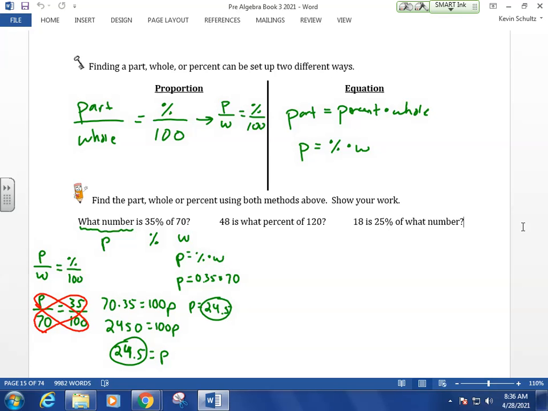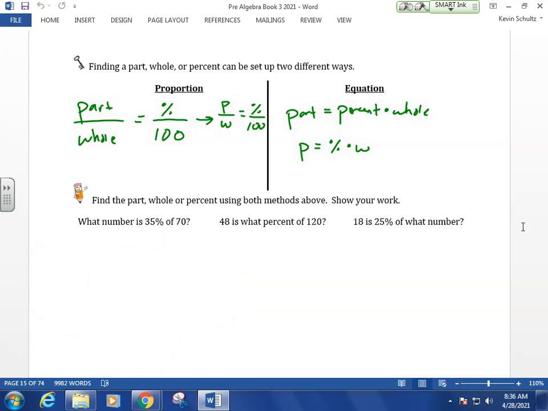If you need them, then pause the video quick and jot them down. Otherwise, away they go. Okay, 48 is what percent of 120?